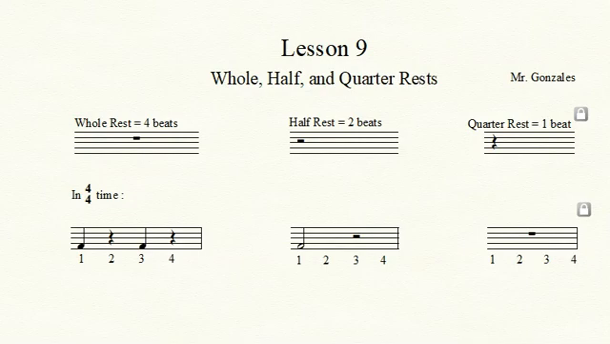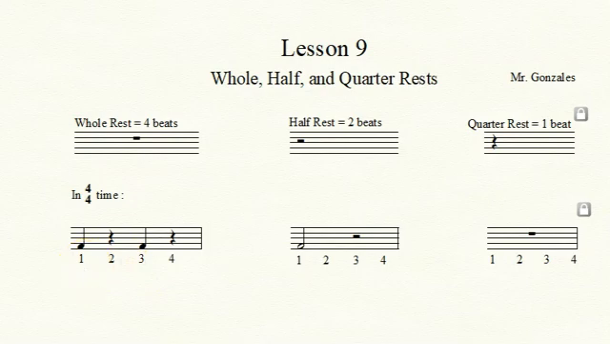In 4/4 time, quarter rests are equal to 1 beat. Here we see a measure with 4 beats. A quarter note on beat 1, a quarter rest on beat 2, a quarter note on beat 3, and then last a quarter rest on beat 4. All equaling 1 beat each.